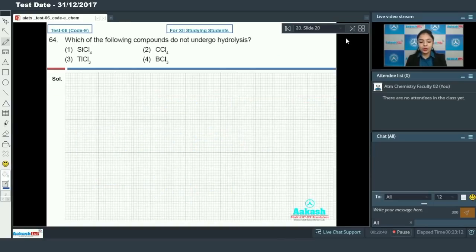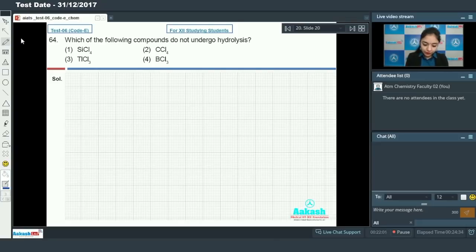So moving on to the next one, we have question number 64, which says: which of the following compounds don't undergo hydrolysis? You have 4 chlorides with you, that is silicon tetrachloride, carbon tetrachloride, thallium trichloride and boron trichloride. So the first and foremost condition of hydrolysis is that it should have vacant low-lying d orbitals present so that the incoming water molecule can enter into the vacant orbitals.